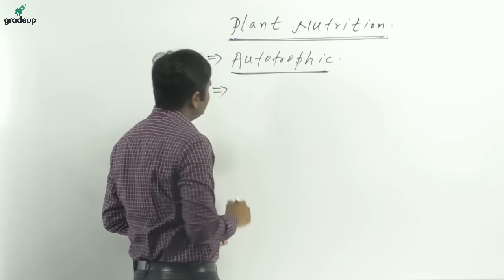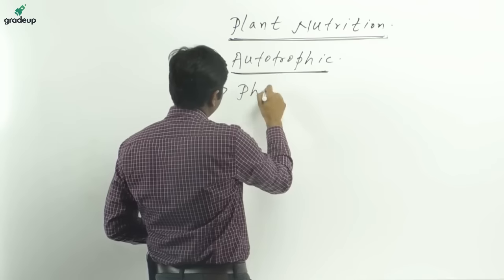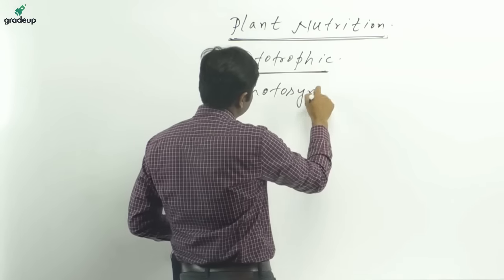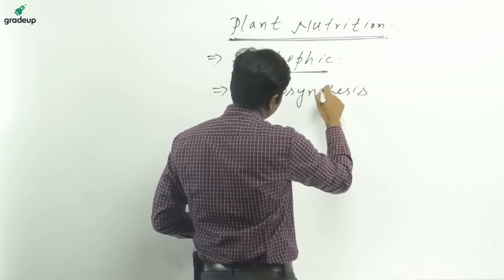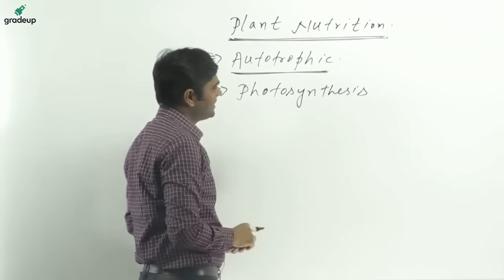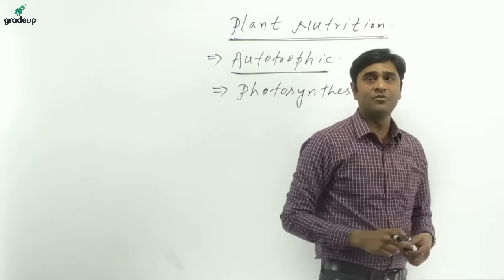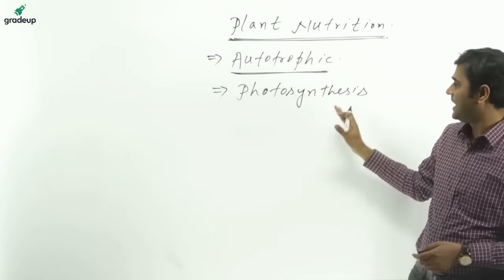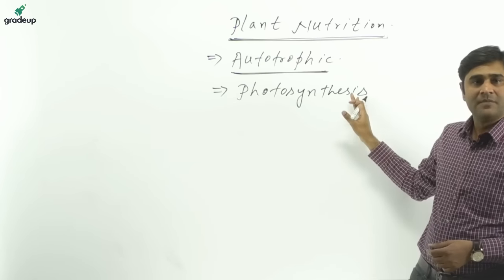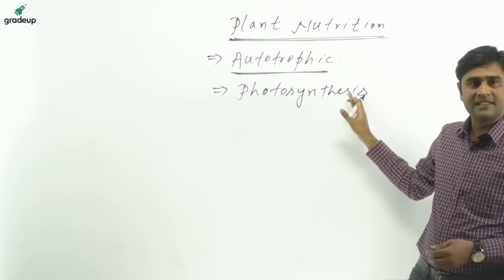Plants make their food by the process of photosynthesis. So the process of making of food by plants is known as photosynthesis.